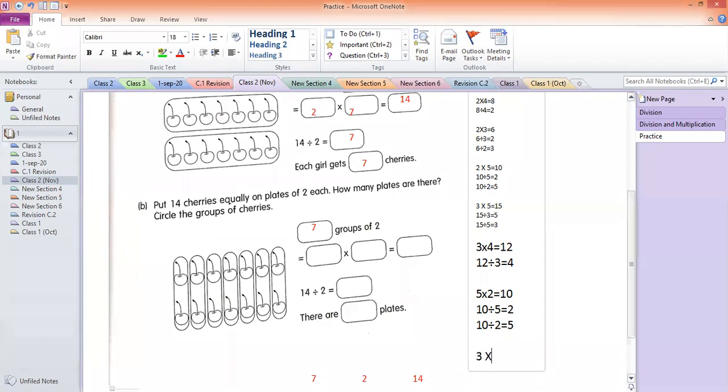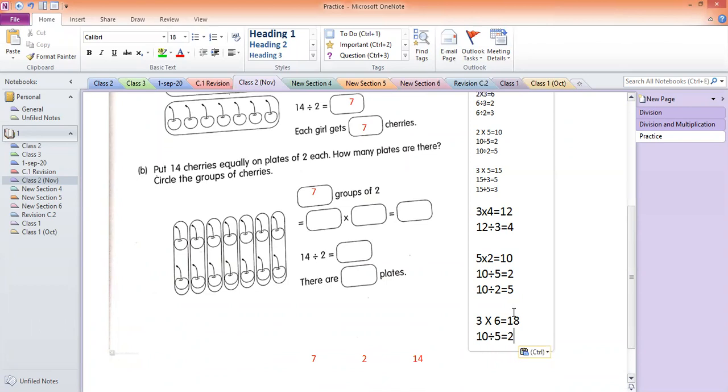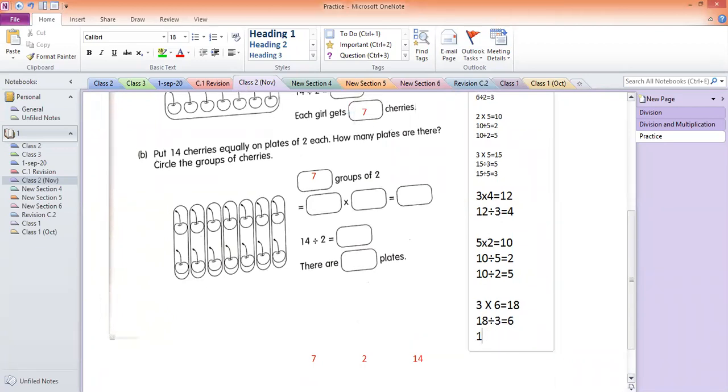If 3 multiplied by 6 equals 18, then 18 divided by 3 equals to what? Who is saying 12? 6. Okay. If I divide 18 by 6, then the answer will be what?